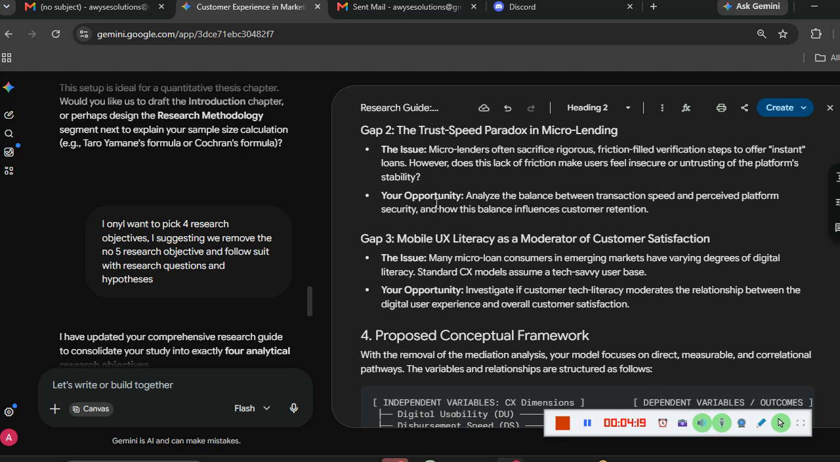I read it, I saw that there was a mediating factor, which is also a very good way to go, but just for my own personal preference, to make the work easier for me, rather than letting it be too lengthy, I said, okay, we can remove this mediating variable. So I suggested that I want to remove the number five research question, because number five was the one indicating the mediating factor. And I said it should follow suit with the research question and hypothesis, because obviously once our objectives change, the question and hypothesis will also change.